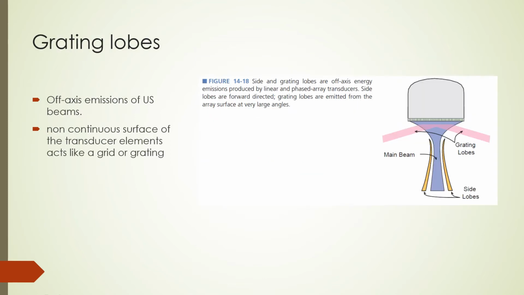For multi-element transducers, because the transducer surface is not continuous or smooth, it acts like a grating to the ultrasound beam produced. The effect is that some of the ultrasound beams are emitted off-axis. These ultrasound beams are called grating lobes and can result in the appearance of highly reflective objects in the main beam. So grating lobes are shown here on this image. And the main ultrasound beam is shown, and here are some side lobes.